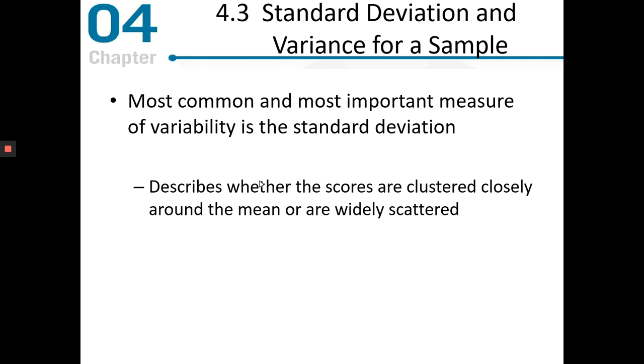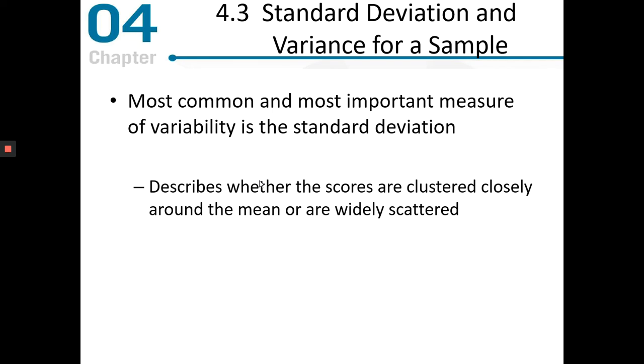Okay, let's get to things that need more calculation. The first two things we did were range and interquartile range. Those are both based on the difference between two scores. Range: highest score minus lowest score. Interquartile range: the score at Q3, the 75th percentile, minus the score at Q1, the 25th percentile.